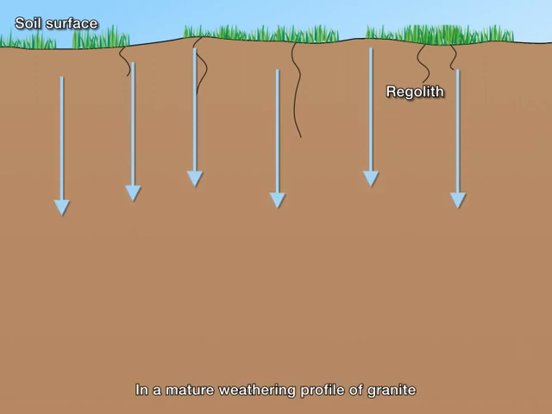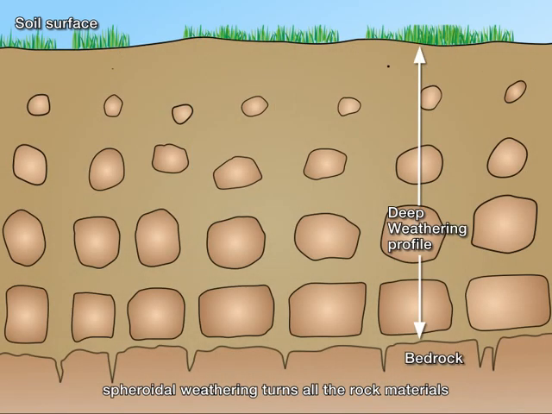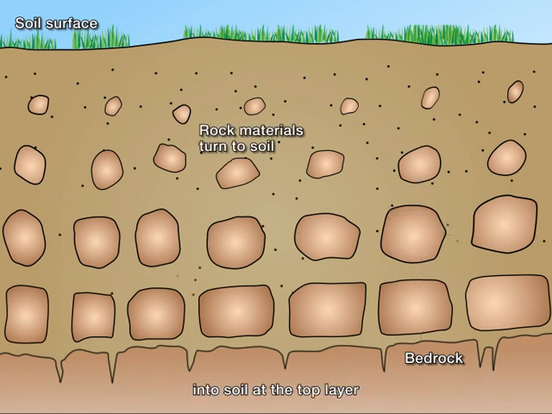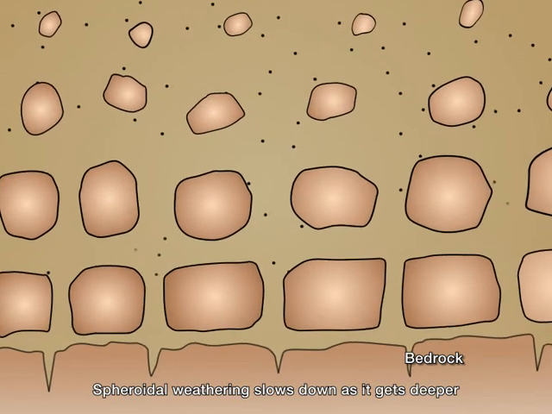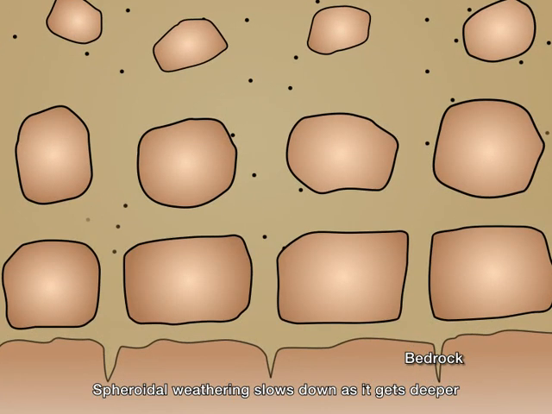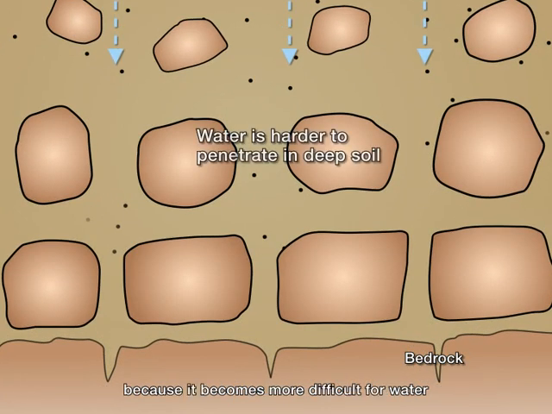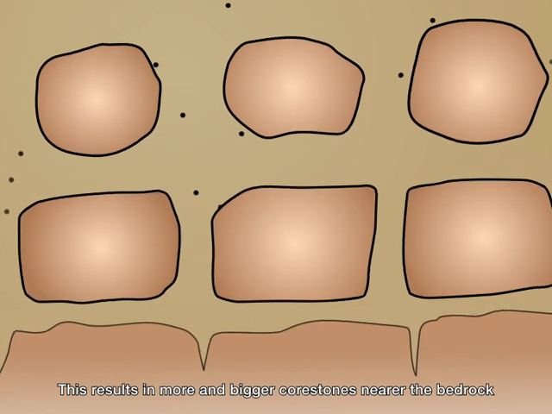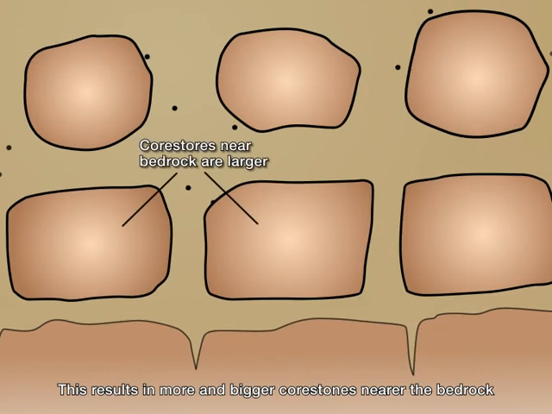In a mature weathering profile of granite, spheroidal weathering turns all the rock materials into soil at the top layer. Spheroidal weathering slows down as it gets deeper, because it becomes more difficult for water to make its way down the profile. This results in more and bigger core stones nearer the bedrock.